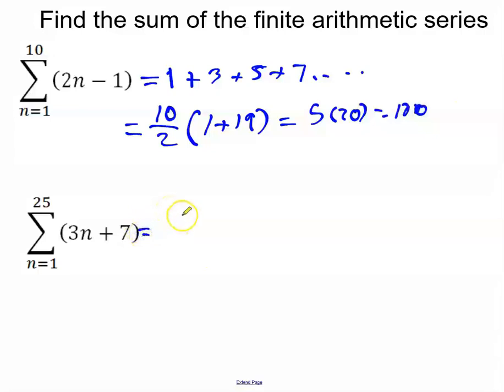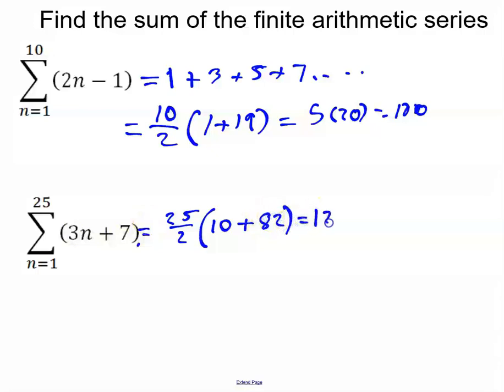All right, now we've got this one. Again, if you're not confident that it's arithmetic by looking at the formula, go ahead and write out the first few numbers. Once you write out the first few, you'll find out, yep, this one is also arithmetic. So I've got 25 terms, and I'm going to pair them up, so 25 divided by 2. And I'm going to find the first term and add it to the last term. So the first term would be when n is 1. That's 10. The last term would be when n is 25, so that's 75. 3 times 25 is 75. 75 plus 7 is 82.